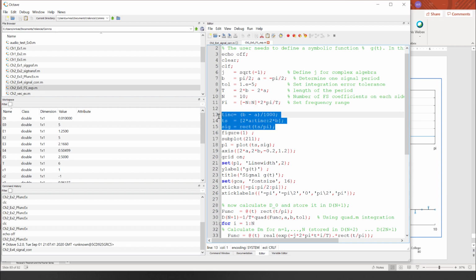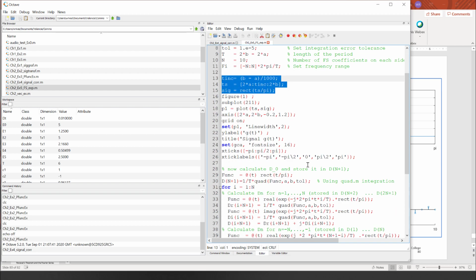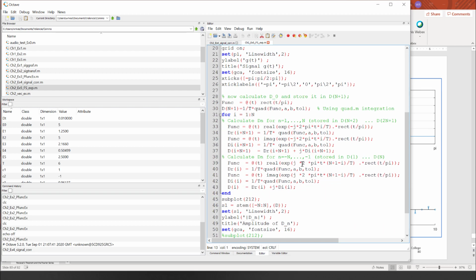We need to create our rectangle. I'll let you guys do that. We've done this numerous times, so I won't spend a whole lot of time going through that. But I will spend a little bit of time talking about how we calculate, for example, D0.